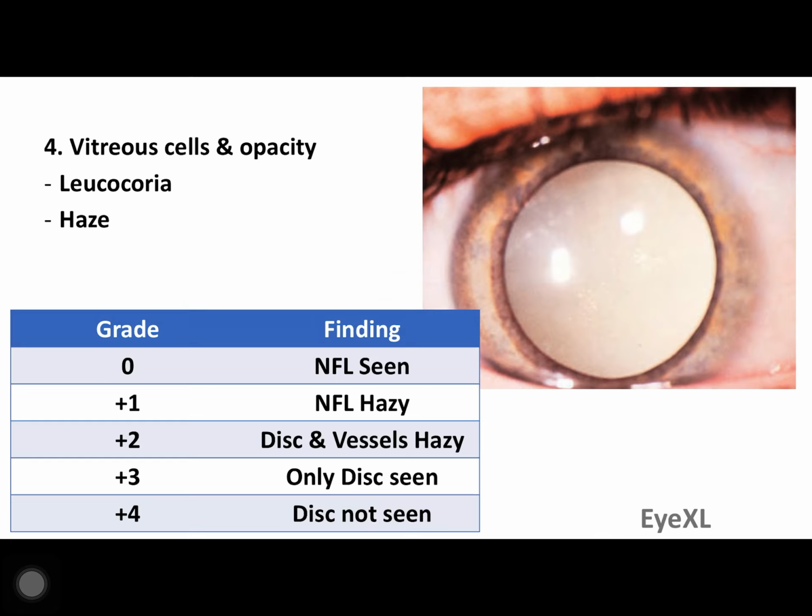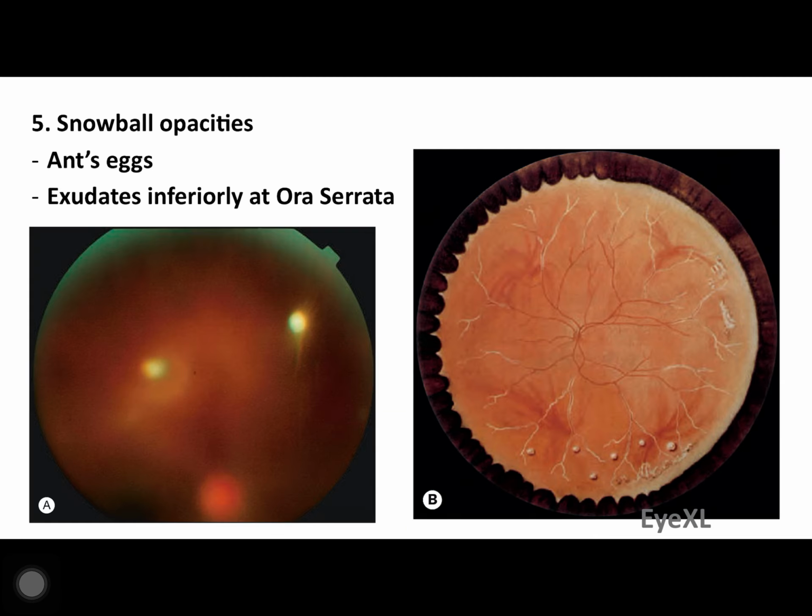So what is the point of having grade 0? If I can see the NFL, what is the point of grading? So if I say grade 0, it may signify that the patient may previously have been a grade plus 2 who has now shown resolution and come to grade 0. So it signifies that a past inflammatory reaction may have been present, and right now the patient does not have any kind of inflammation. If I do not mention grade 0 at all in my clinical findings, it means that the patient never had vitreous cells and a vitreous opacity in his clinical course.